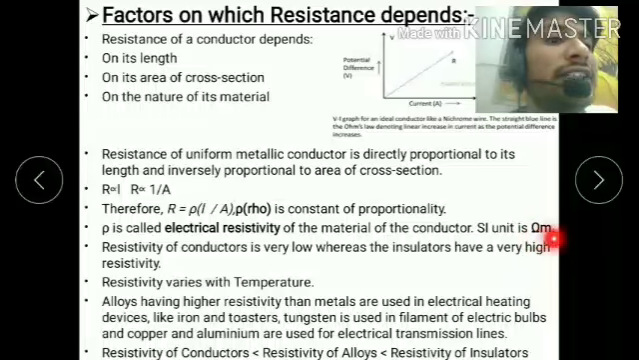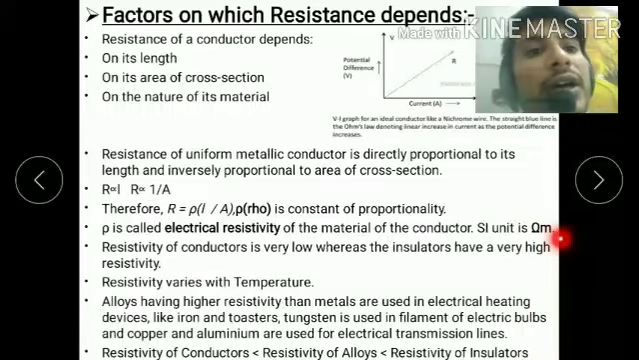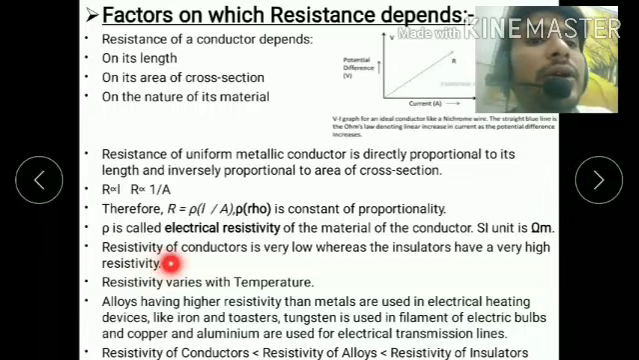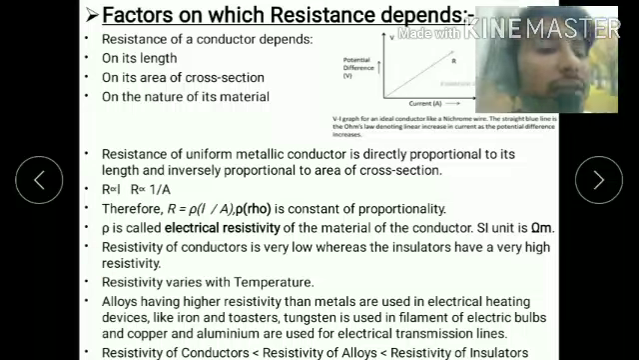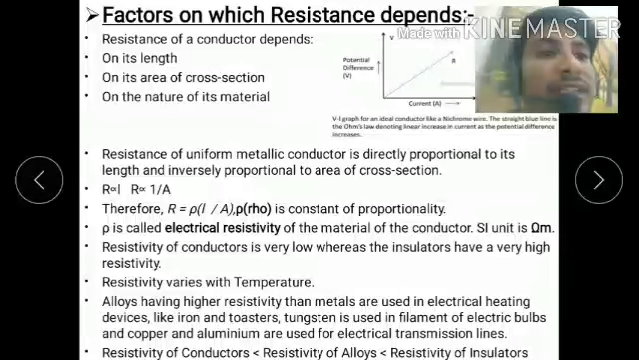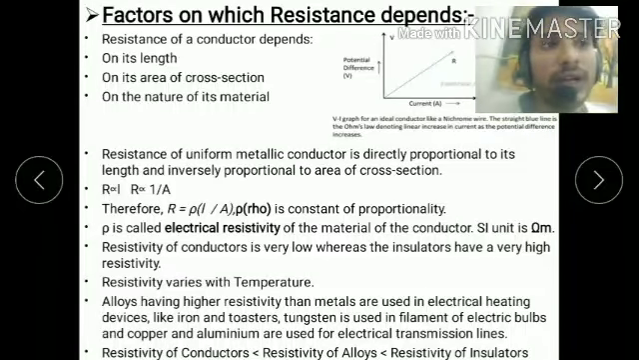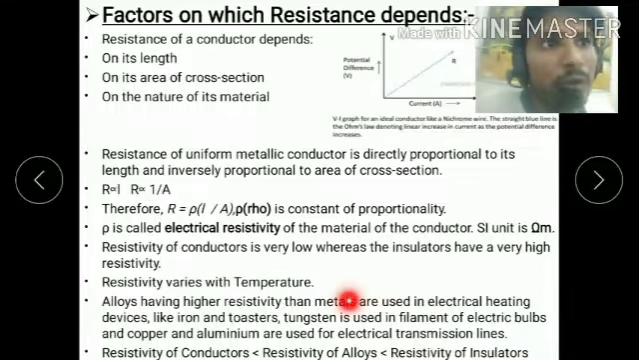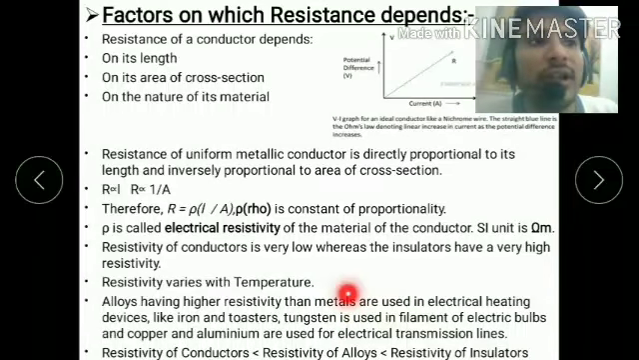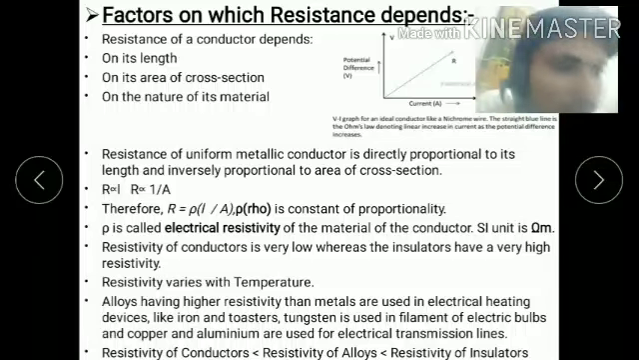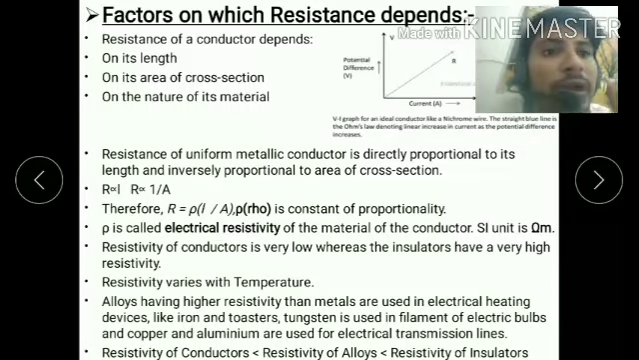The SI unit of the resistance is ohm, but the SI unit of rho is ohm meter. Resistivity of a conductor is very low, whereas the insulator has a very high resistivity. Resistivity of a metallic conductor is very low, but resistivity of a non-metallic conductor or insulator is very high. Resistivity varies with temperature. Resistivity, or you can say specific resistance, depends on temperature. It does not depend upon the nature of wire. It does not depend on the length of wire. It does not depend on the area of cross section. Okay, it depends upon the temperature.